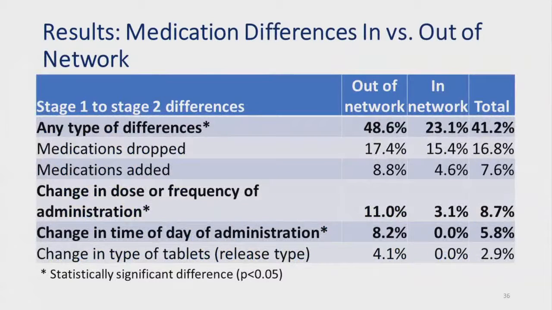So when we compare medication differences between the input and the output for observations that were in network as compared to observations that were out of network is what is on this table. The items that are bolded have statistically significant differences. So any type of medication difference between stage 1 and stage 2 had a statistically significant difference between the in-network observations as compared to the out-of-network observations. We also saw statistically significant differences in the change in dose or frequency of administration and change in time of day of administration.